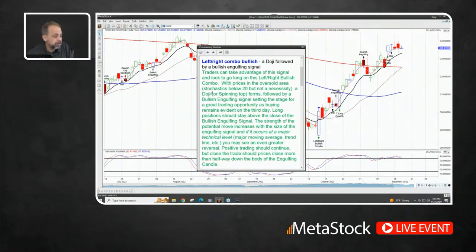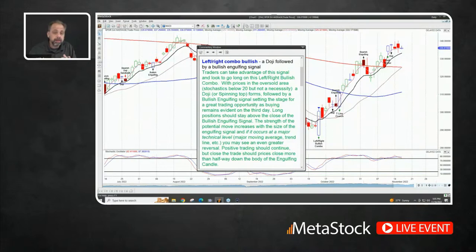With prices in the oversold area, which is stochastics below 20, which is not a necessity, a doji forms followed by a bullish engulfing signal. So we're telling you exactly what makes this pattern. A doji. That's your indecisive day. I love it. That's what you're looking for, that indecisive day followed by the decision.